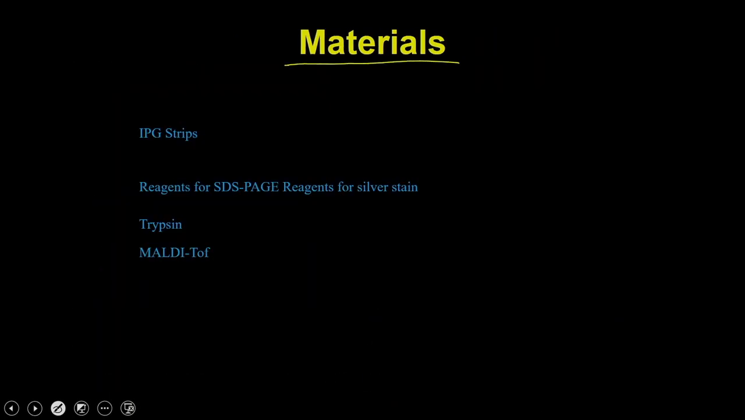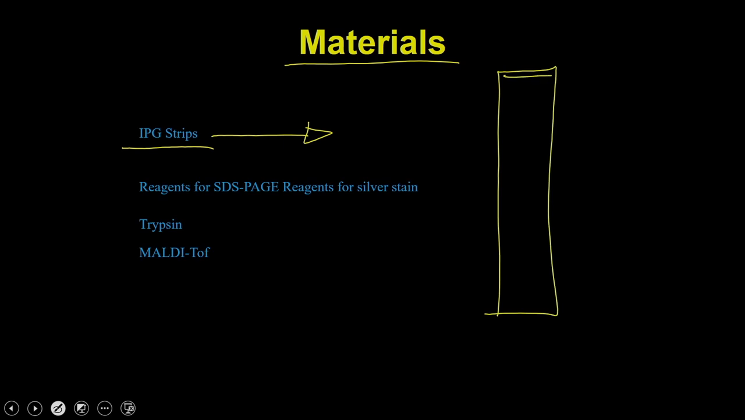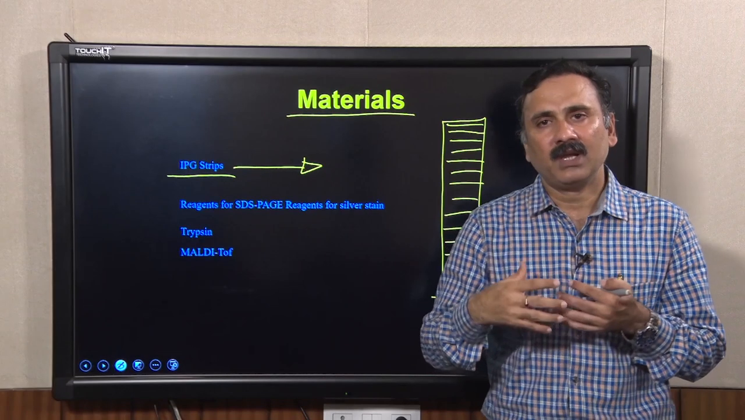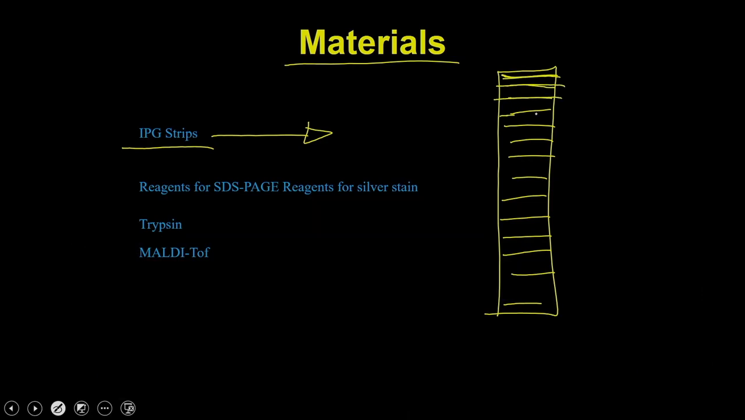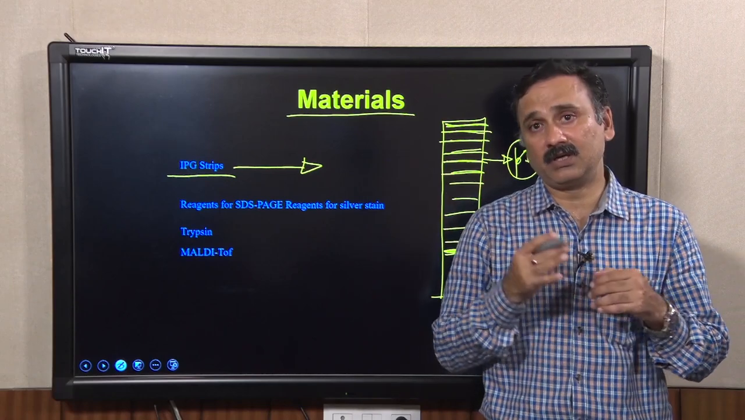The materials you require for two-dimensional gel electrophoresis include the isoelectric focusing strips. These isoelectric focusing strips are strips of cellulose where ampholytes, which are amphoteric molecules, are arranged onto the strips with different charges. The strips are coated with these molecules, so each region corresponds to a particular type of pI. Because of that, when the proteins run and reach their isoelectric point, they get immobilized at that particular region, and so they get separated based on their isoelectric point.